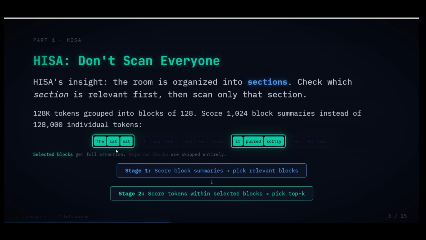Stage 2 is within these relevant blocks. You score tokens within each of the selected blocks, and then pick the top candidates from there. So you end up with the 1,000 plus block summaries, plus a little over 8,000 token scores for each of the relevant blocks. So you end up with around 9,000 total operations, and compare that to DSA, which had the original 128,000 operations for this attention level. And the nice thing is that this scales really well. As context gets longer, HISA barely slows down because you're always selecting the same number of blocks regardless.